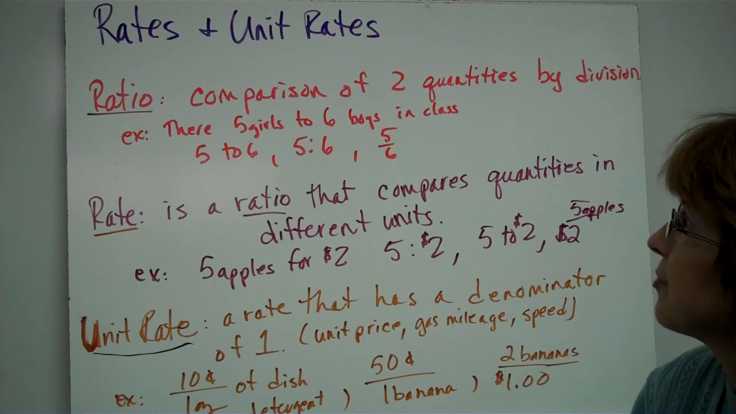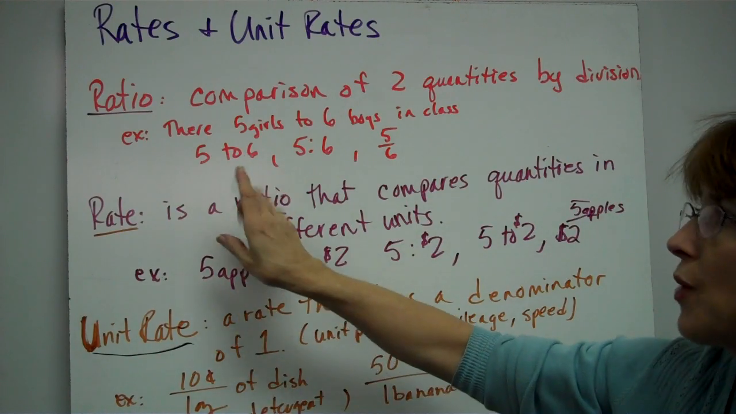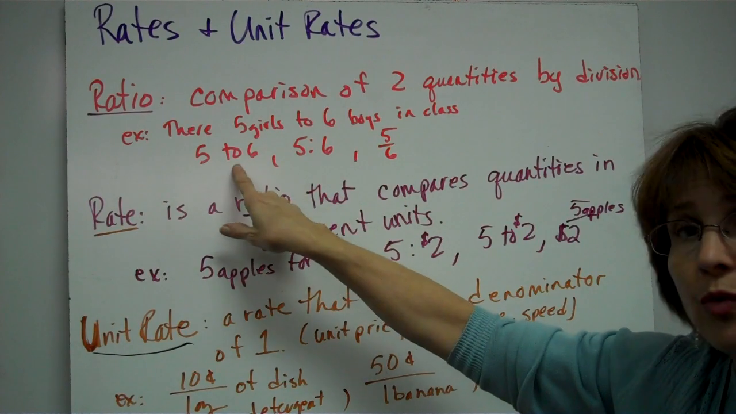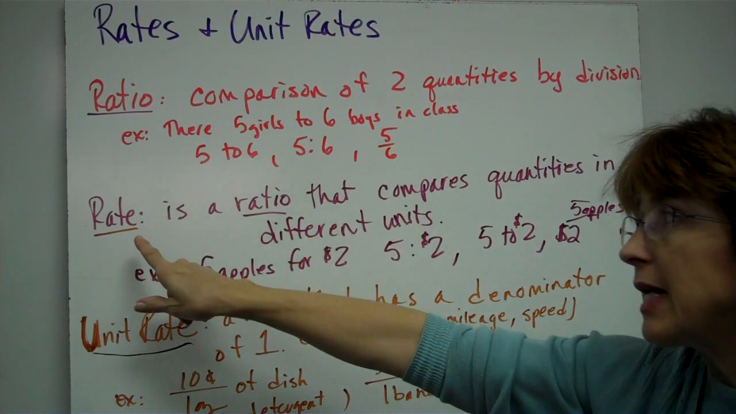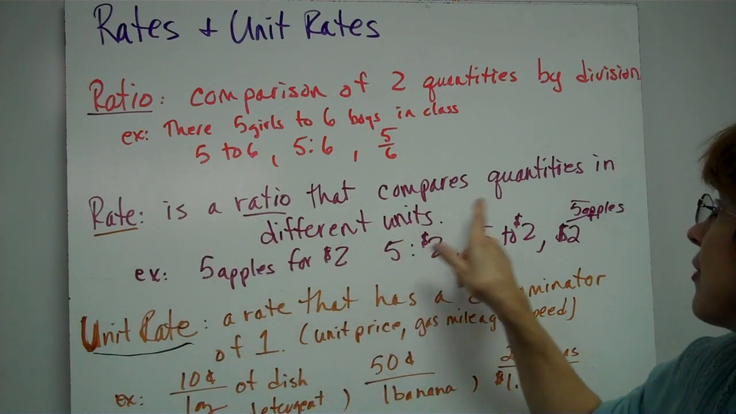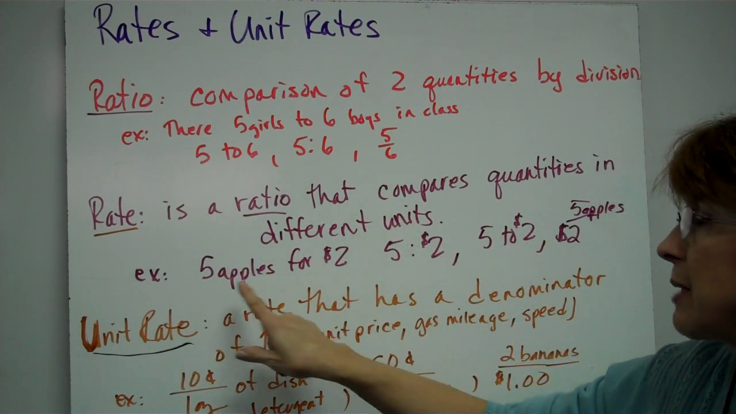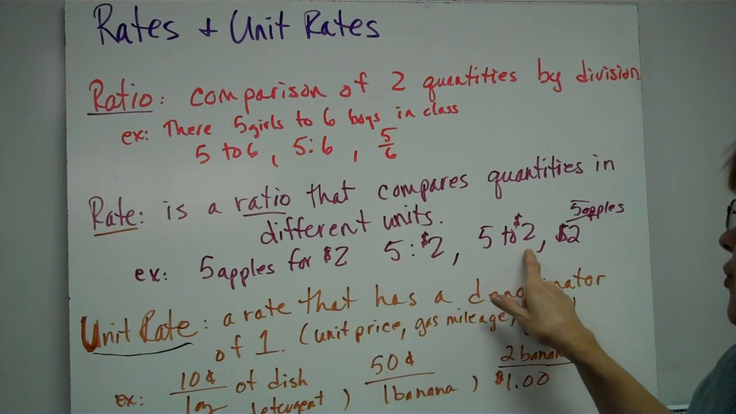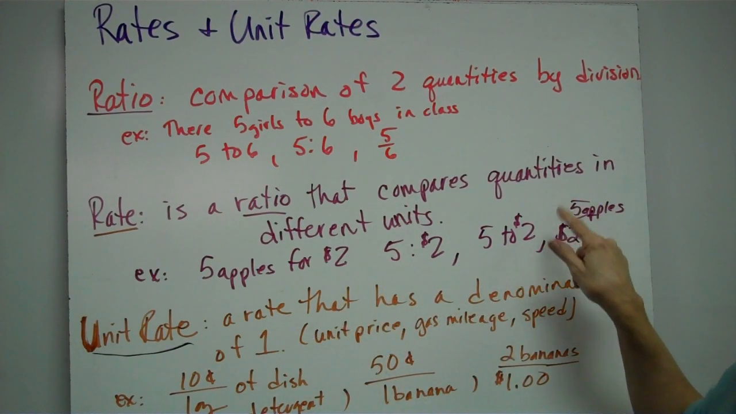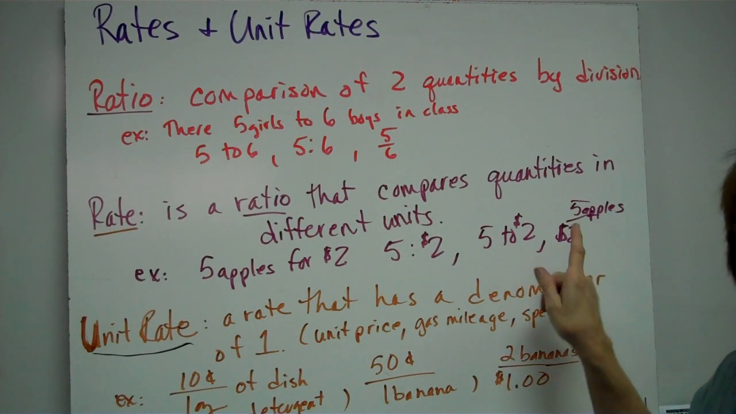There are 5 girls to 6 boys in class, for example, and you can write it in 3 ways: either with the word "to," with a colon, or looking like a fraction. Now, a rate is a ratio that compares quantities in different units. For example, 5 apples for $2, 5 to 2, or again looking like a fraction, but you want to label it 5 apples to $2.